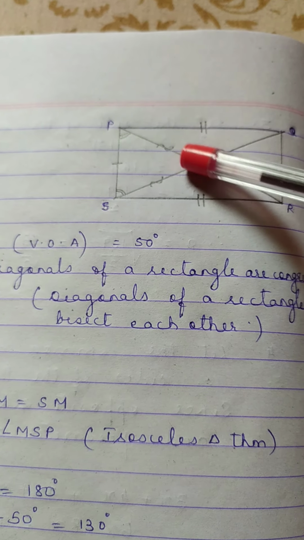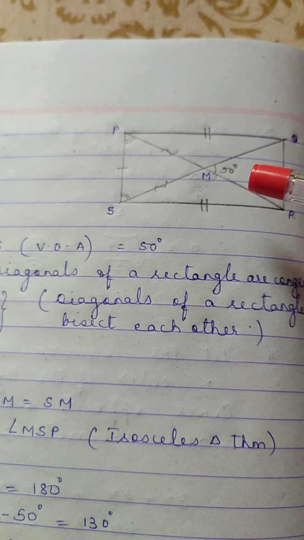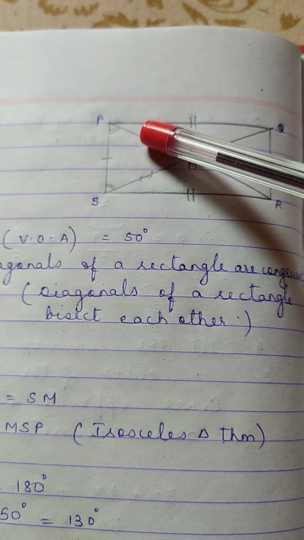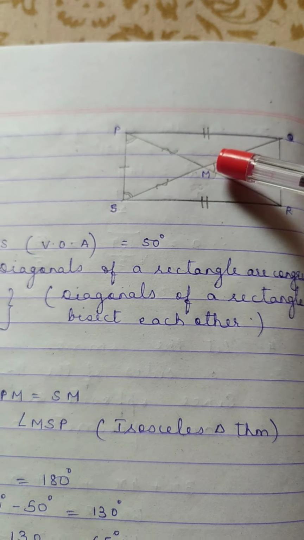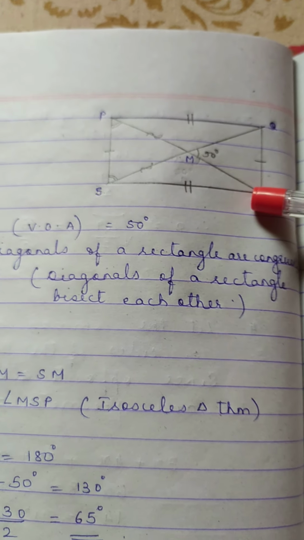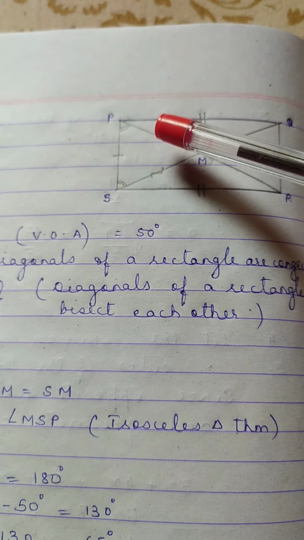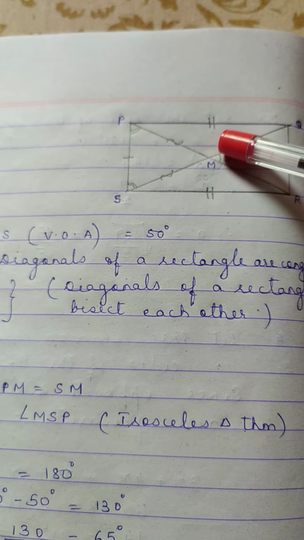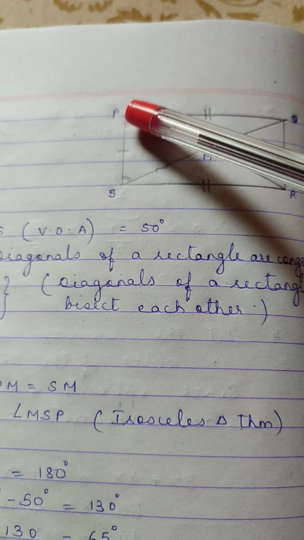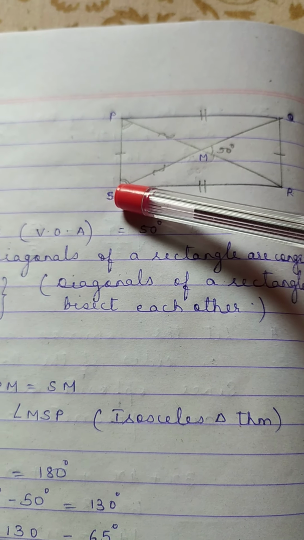Okay. Now I know that in a rectangle the diagonals of a rectangle are congruent. I also know that the diagonals of a rectangle bisect each other. Therefore PM is equal to MR and QM is equal to MS. Right. So if I have the diagonals of a rectangle congruent and that the diagonals bisect each other, I know PM is equal to MS.